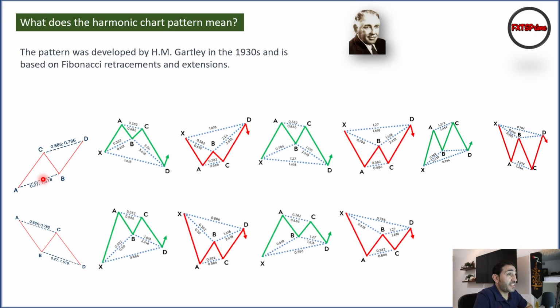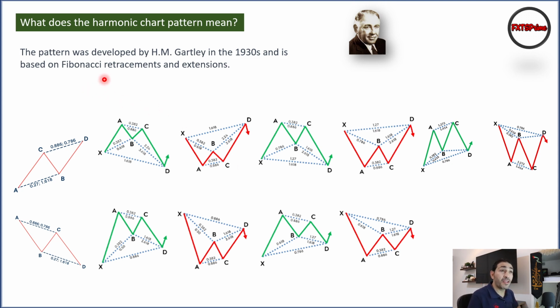So how were these harmonic patterns created in the past? There was a scientist, his name is Harold Gartley, and he identified or developed these patterns in the 1930s. These patterns were based on calculation, and they were based on Fibonacci retracement and extension. He calculated those patterns and developed them based on Fibonacci retracement.